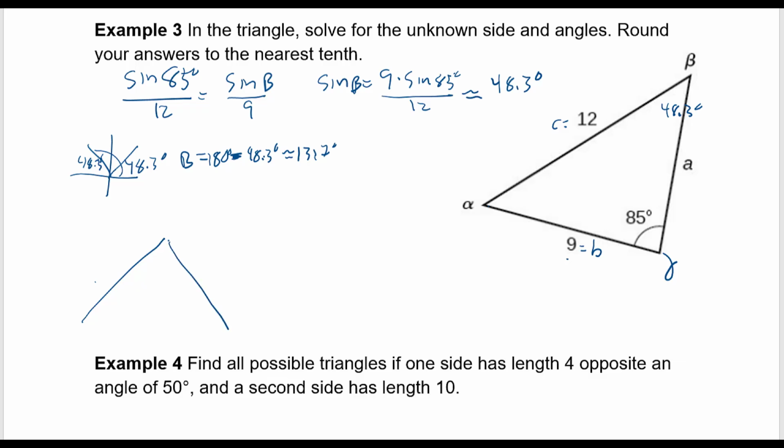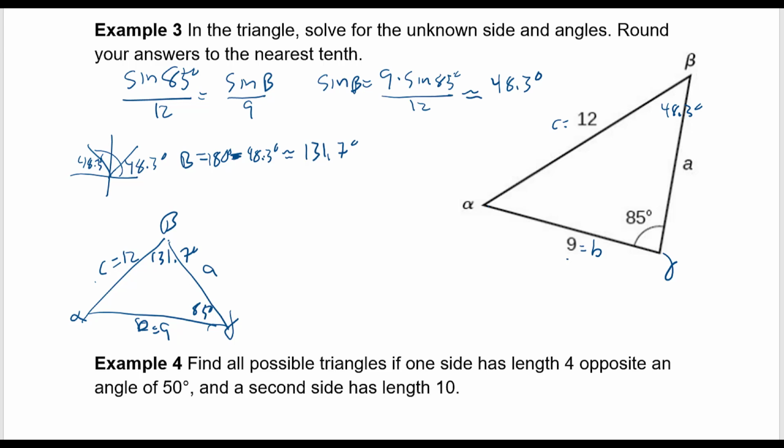So we could have a case where here's our alpha, here's beta, and then here's C, alpha, beta, gamma. And this is our 85 degrees. This is 131.7 degrees. Okay, and then we can find alpha in each of these cases and then find our A. This is B. B equals 9. C equals 12.